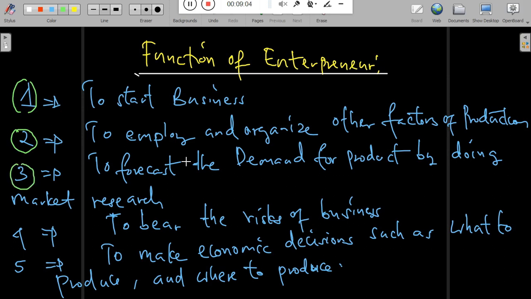Let's discuss the functions of the entrepreneur: to start business, to employ and organize other factors of production, to forecast the demand for products by doing market research, to bear the risk of business, but also to make economic decisions such as what to produce and where to produce.